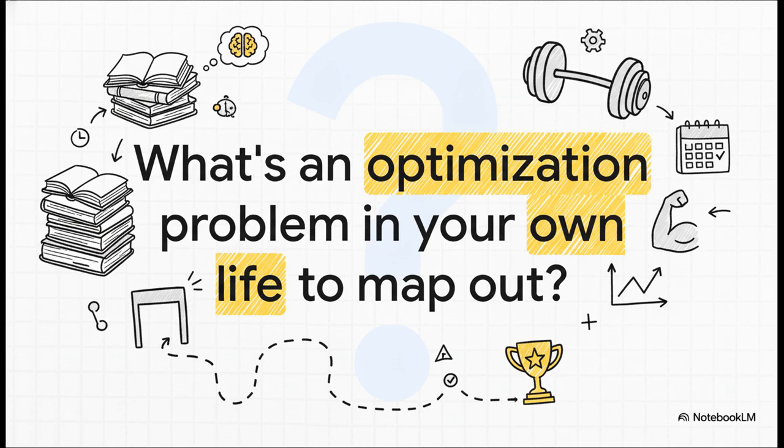So that kind of leaves us with one last thought. Whether it's how you manage your study time to get the best grades, or plan your workouts to hit a fitness goal with the little time you have, we all have these optimization problems. So what's a puzzle in your own life that now you could actually map out?